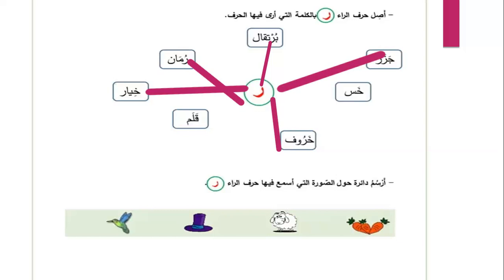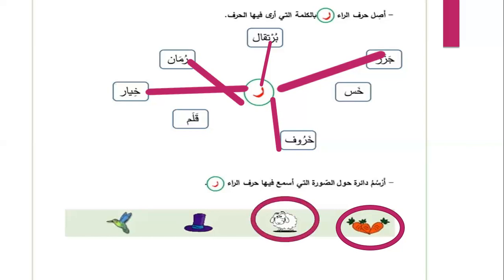The first picture is Jazar. It has Ra or no? Yes, it has. Jazar, R. The second picture, Kharuf. It has Ra or no? Yes, it has Ra. The fourth, Qubba. No. The last, Usfur. Yes, Usfur, it has Ra.